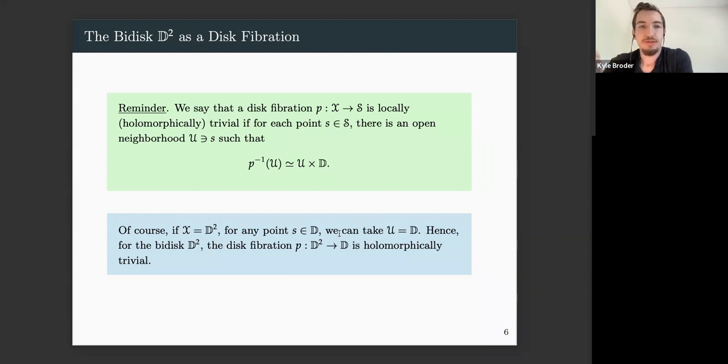And just to remind ourselves of what we would understand local triviality to mean of a disk fibration, that would mean that for every point in the base, I have a neighborhood such that the pre-image of that under the projection map would be biholomorphic to a product. Now, the bidisk is the simplest example one could construct because it's globally trivial. It's not only locally holomorphically trivial, it's globally trivial by definition, essentially.